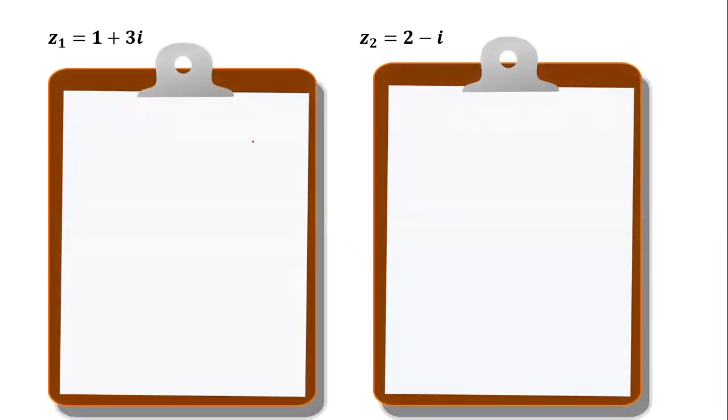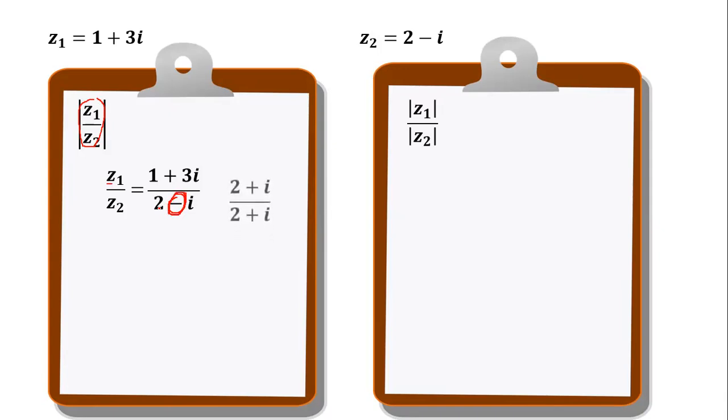What about the second property of the modulus of any complex number? If we are asked to calculate modulus of z1 over z2, the first step is to find the ratio of these two complex numbers. How to find the ratio of these two complex numbers? Simply, I'm going first to replace z1 by 1 plus 3i and z2 by 2 minus i. If we want to divide two complex numbers, then we have to multiply by the conjugate. Multiplying by the conjugate means switching the sign of the imaginary part. So we have to multiply by 2 plus i.